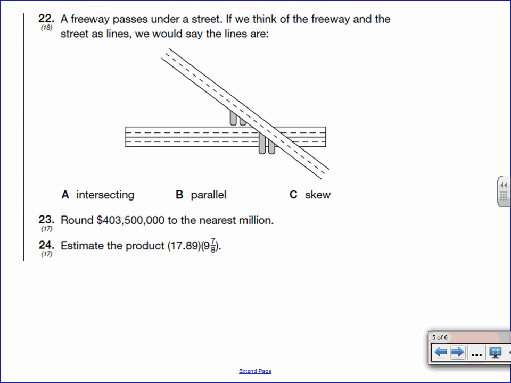A freeway passes under a street. If we think of the freeway and the street as lines, we would say the lines are intersecting means that they actually run into each other. But since they aren't in the same plane, one's above the other, this is something called skew. Parallel would mean that they're in the same plane and they don't intersect.